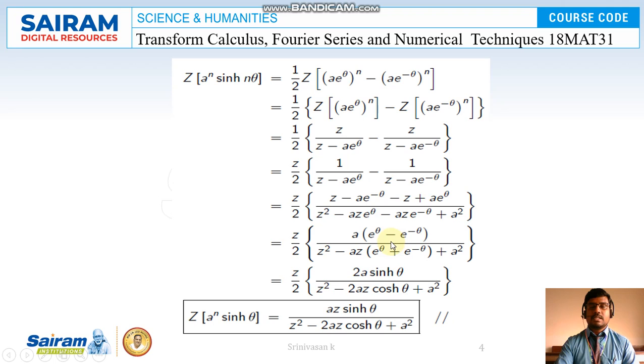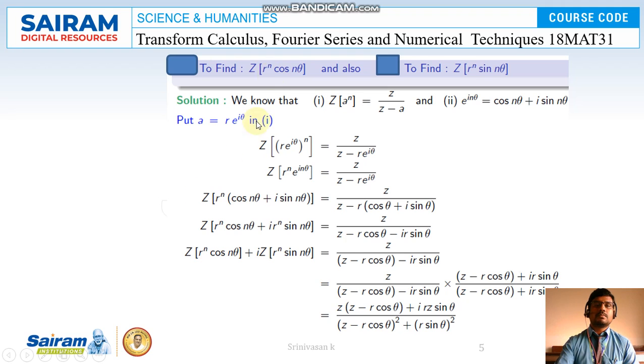So already we know sinh theta equals (e^theta minus e^-theta) divided by 2. So e^theta minus e^-theta equals 2 sinh theta. In the numerator also, the formula (e^theta plus e^-theta) divided by 2 equals cosh theta. So e^theta plus e^-theta is 2 cosh theta. This is our required equation for the Z transform of a^n sinh theta.